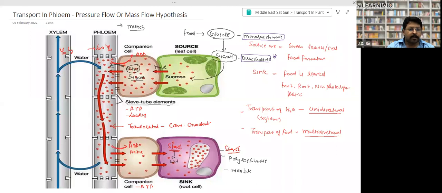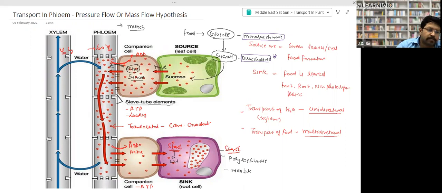Now, what will happen? The movement of this food material, sugar, will take place by an active process. ATP will be expended, and the sucrose will move from the companion cell to these cells. What do we call these cells? These cells are called sieve tube elements, right? This process is called loading, right? So what is loading? Loading is the process in which movement of the food or sucrose takes place between the companion cell and the sieve tube element. And this is an active process, in which expenditure of energy takes place.